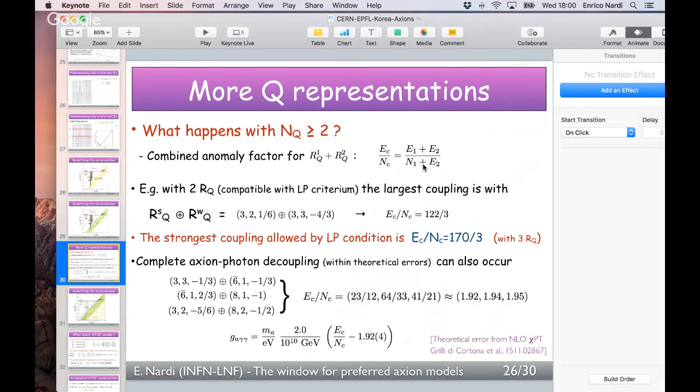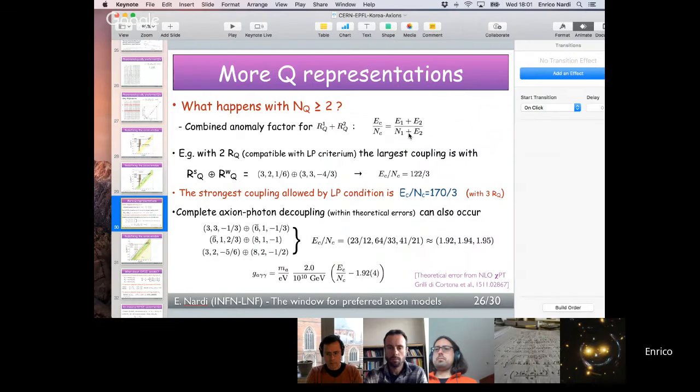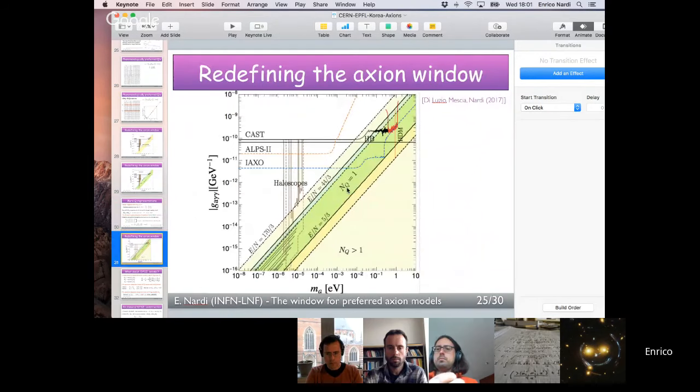And you cannot add more than three representations. We have proved that with more than three representations of the ones that we have classified, you typically hit a Landau pole. So you violate one of the conditions. You cannot add 25 representations of strongly interacting quarks, because you hit immediately Landau poles in the hypercharge, in SU(2), in the color. So that's the reason why within this approach you cannot go more than that in that direction.